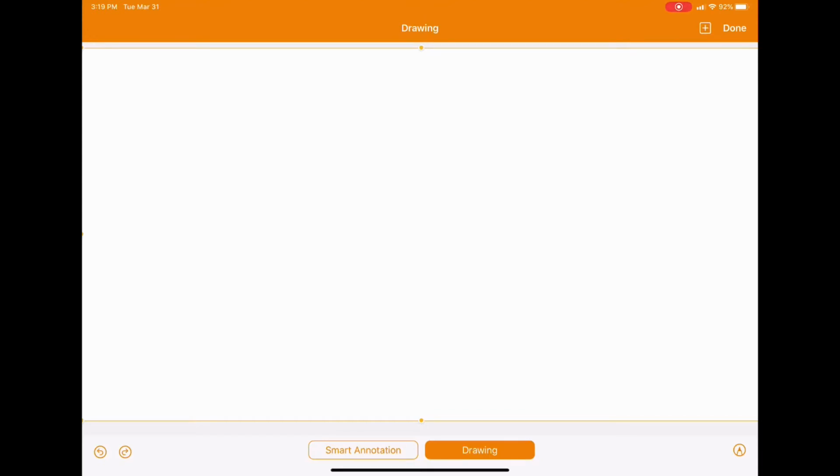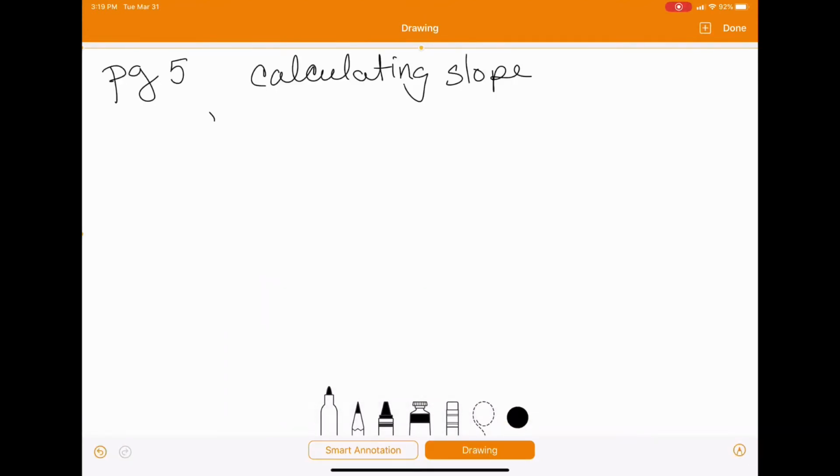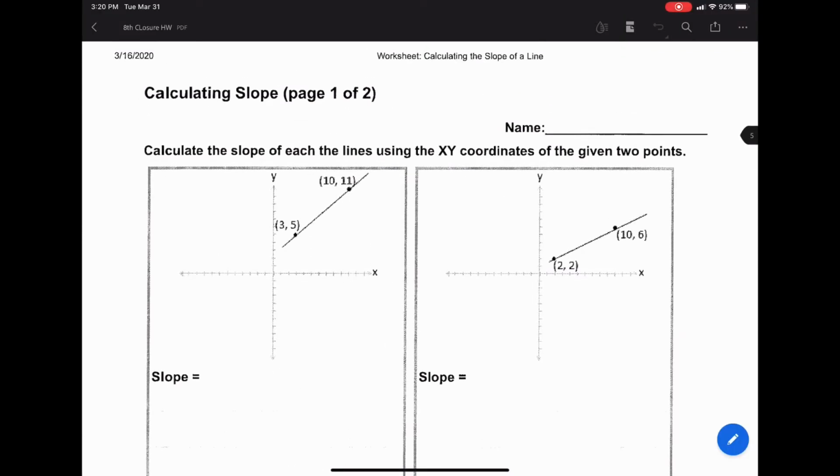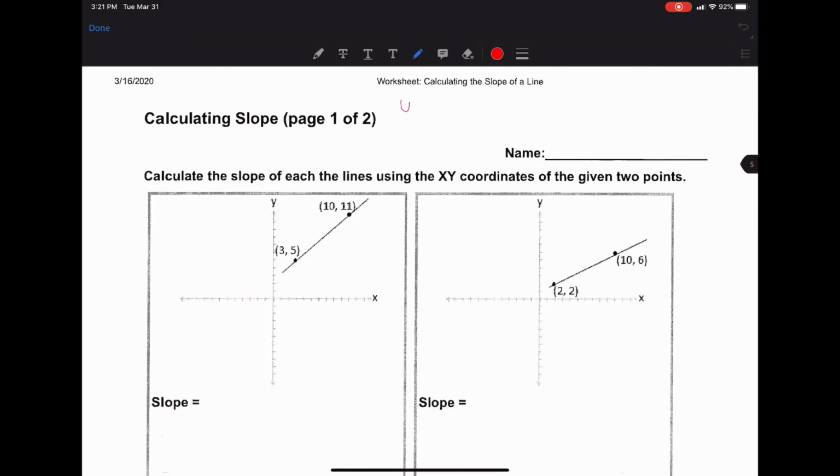Okay, for page 5 of your packet, we're going to be calculating slope given 2 points. So we're going to have x1, y1, and x2, y2. And the formula for this is y2 minus y1 over x2 minus x1. This will give us our slope. We put it right up here. Our slope is y2 minus y1 divided by x2 minus x1.